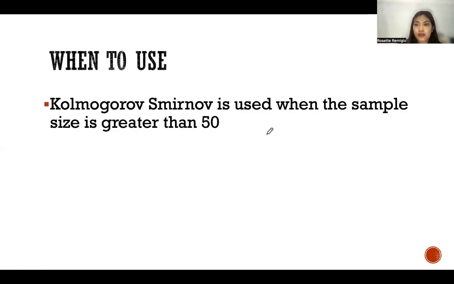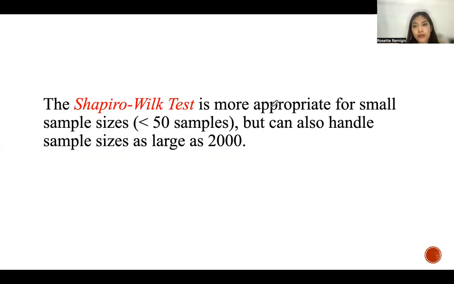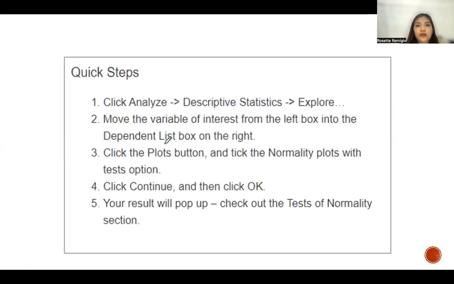So, next is when to use the Kolmogorov-Smirnov and Shapiro-Wilk test, no? Kolmogorov-Smirnov is used when the sample size is greater than 50. Tandaan ha, pag greater than 50, ang gagamitin natin is Kolmogorov-Smirnov. And if the sample size is less than 50, we will use Shapiro-Wilk test. Okay? Shapiro-Wilk test is more appropriate for small sample sizes, less than 50, but can also handle sample sizes as large as 2,000.